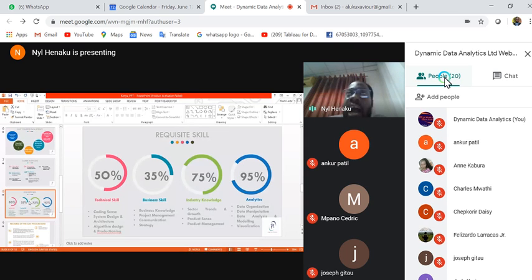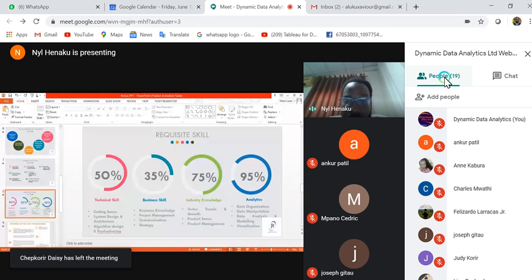So under the analytical skills, you want to know how to organize data. You want to know how to manipulate data. You want to actually know how to analyze a model. And you want to be able to visualize and create dashboards. And that's where Power BI comes in. Okay.